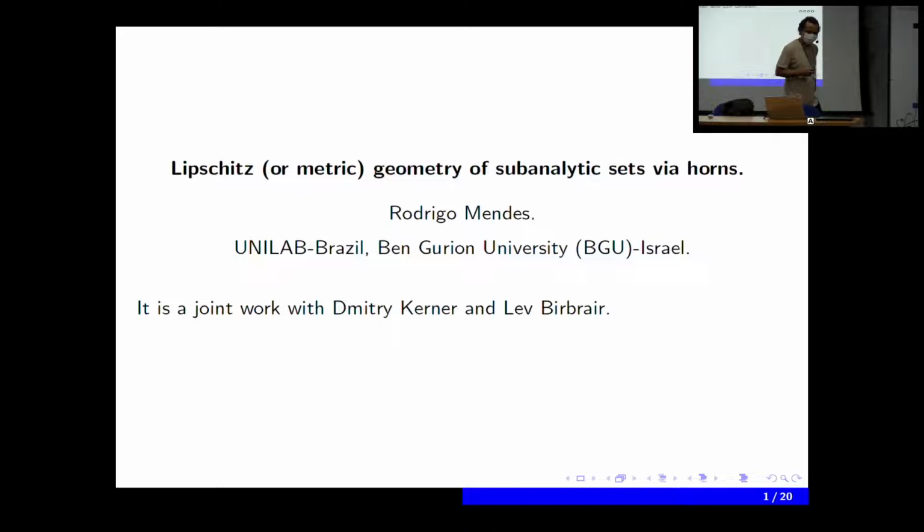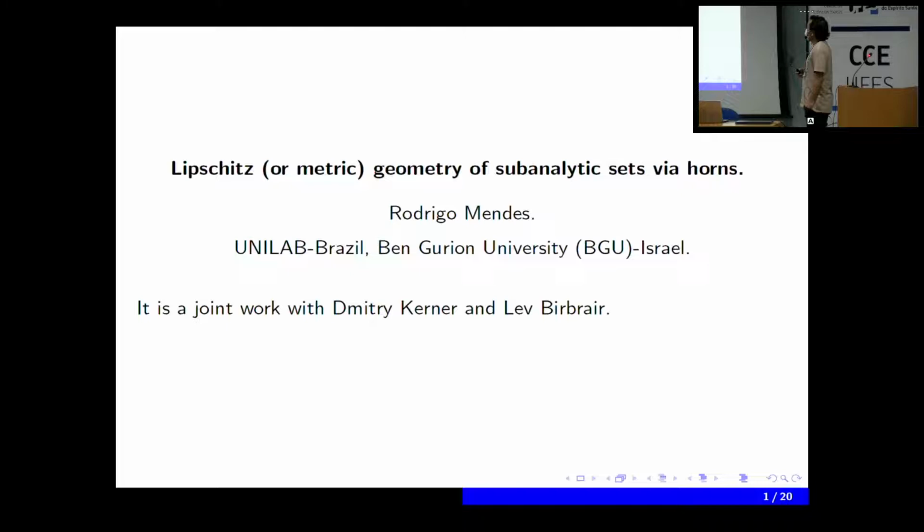Today I will talk about the metric geometry of subanalytic sets via horns. This is joint work with Professor Dimitri Kerner and Lev Birbrair. Let me start.